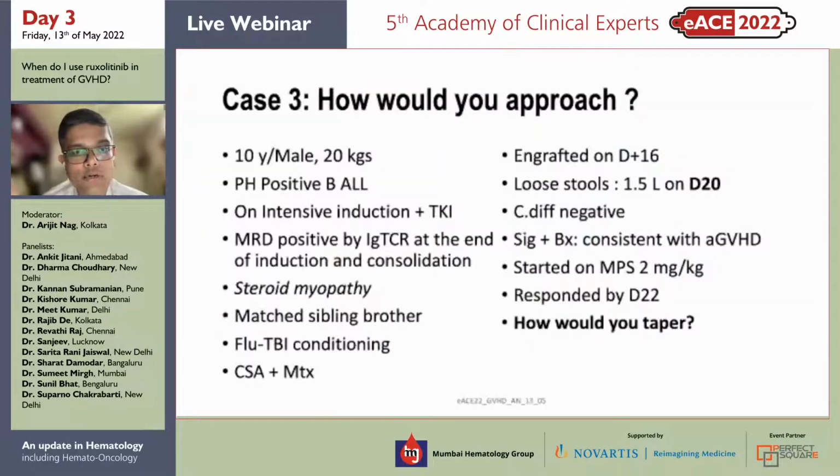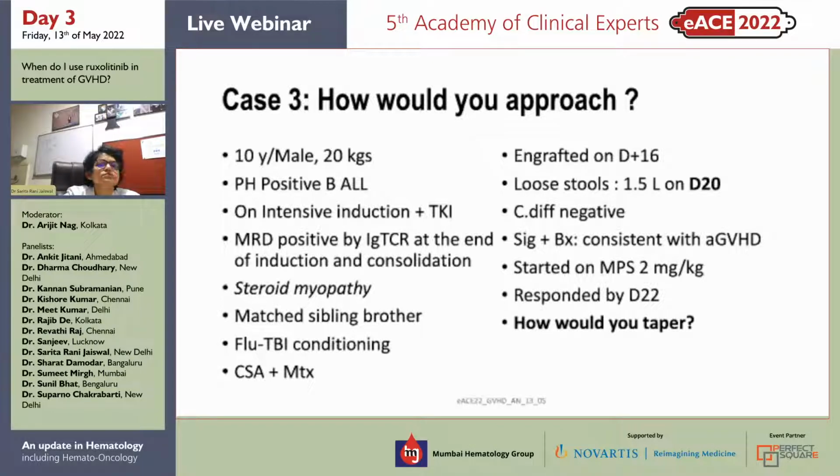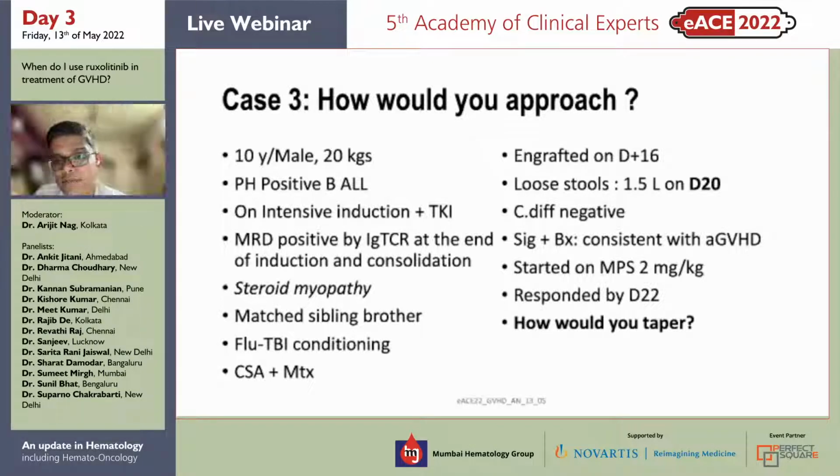Point taken, ma'am. So I'll go to the next case. I'll be brief because in the interest of time we have to run through. It's a 10-year-old child, 20 kilos in weight, Philadelphia positive ALL, hasn't attained MRD negativity by the end of consolidation as well. Has got steroid myopathy by the end of induction, is recovering, barely able to walk, but otherwise well.